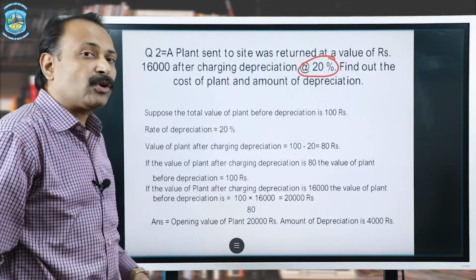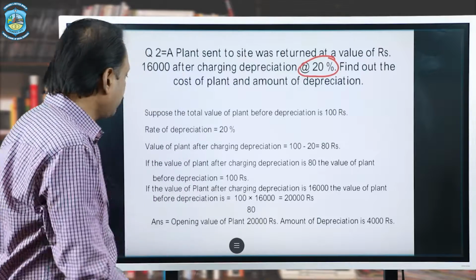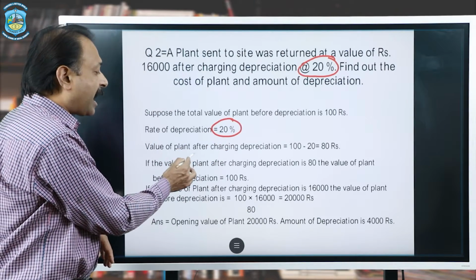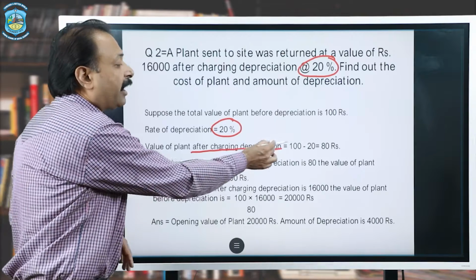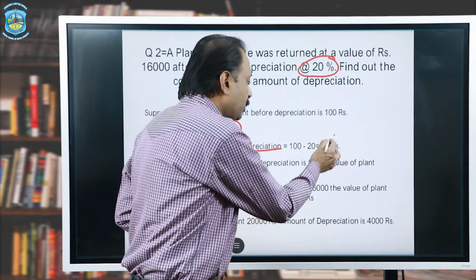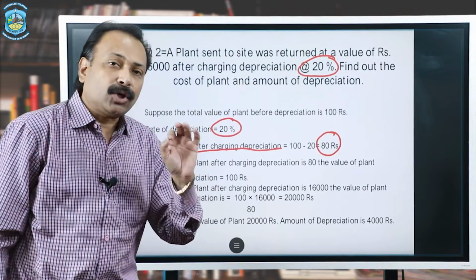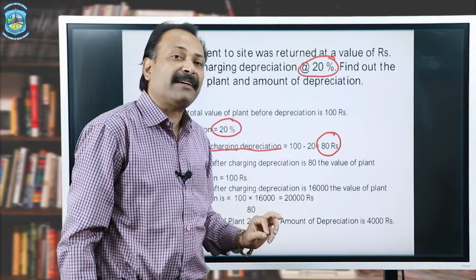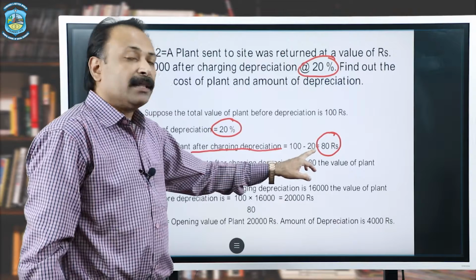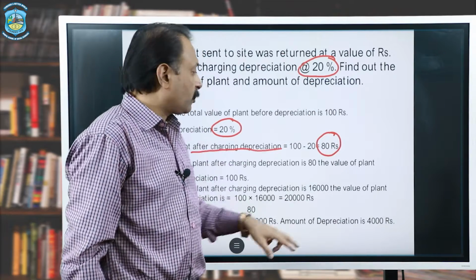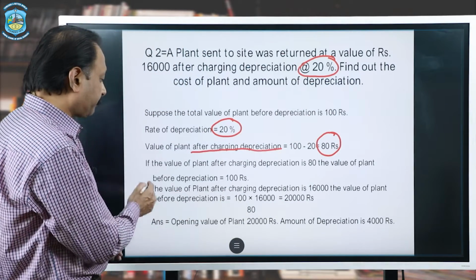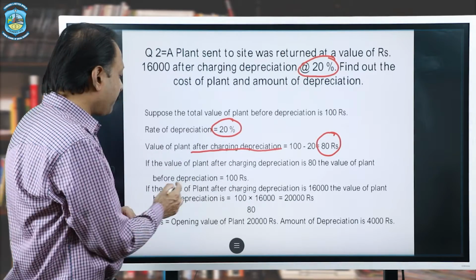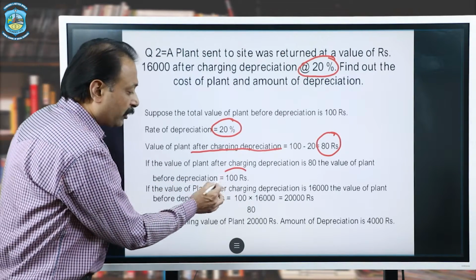So we are going to find out value after depreciation. Rate of depreciation 20%, that is given in the question. Value of plant after charging depreciation, 100 minus 20 is equal to 80 rupees. If the total value of plant in the beginning is 100 rupees and the amount of depreciation is 20 rupees, the remaining value is 80 rupees. Now we are going to substitute this value in the equation. If the value of plant after charging depreciation is 80, the value of plant before depreciation is 100 rupees.